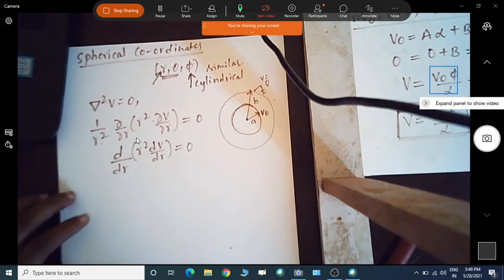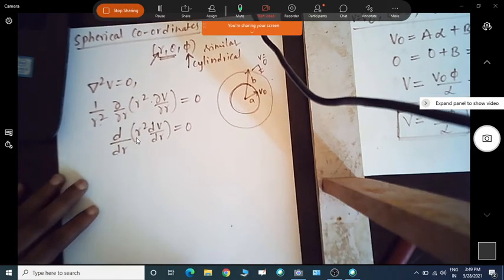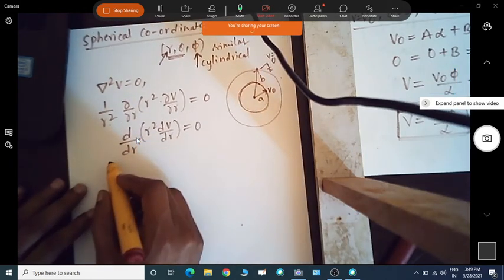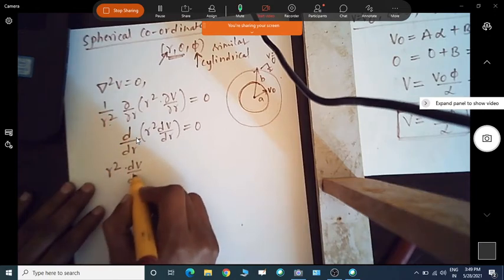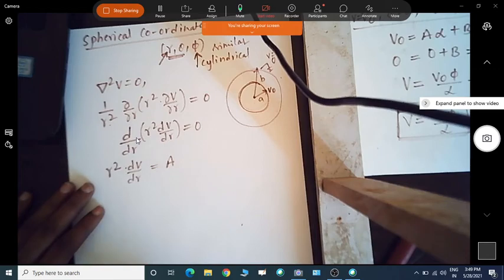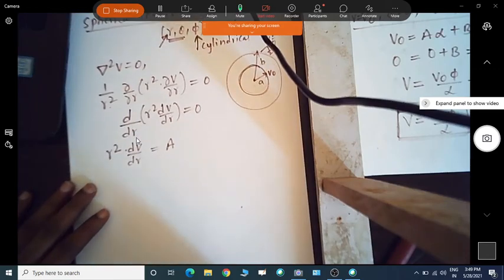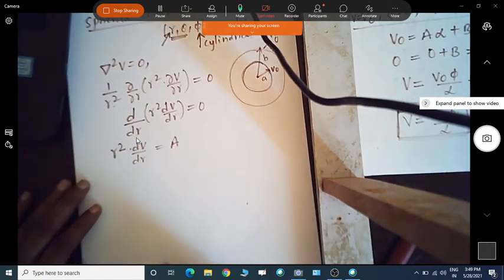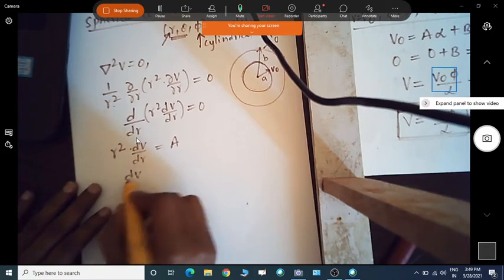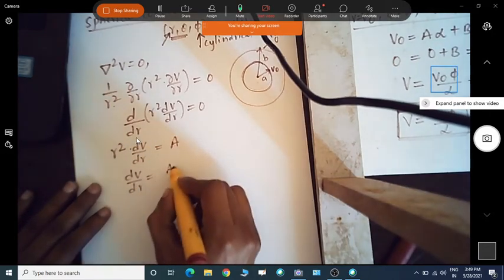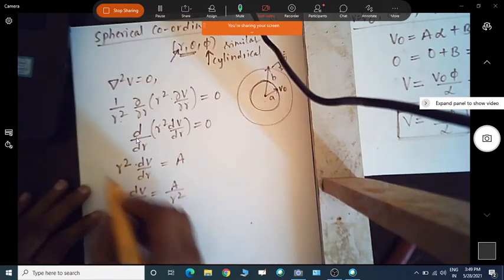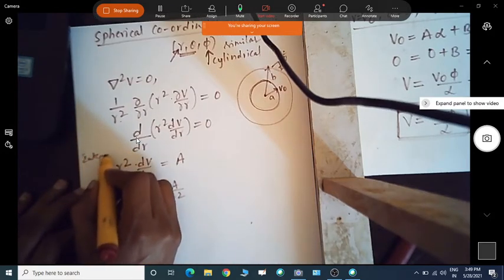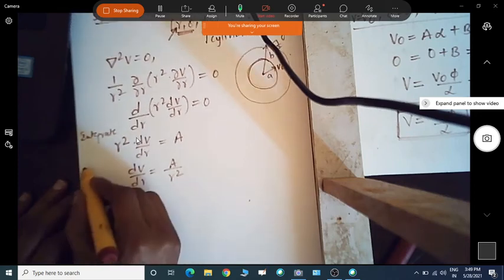So we can send that to the other side and it becomes 0. Now if I integrate one time, we get r square into dV by dr equal to a constant a. This is what the first integration gives. So now dV by dr is equal to a by r square. Now integrate one more time.